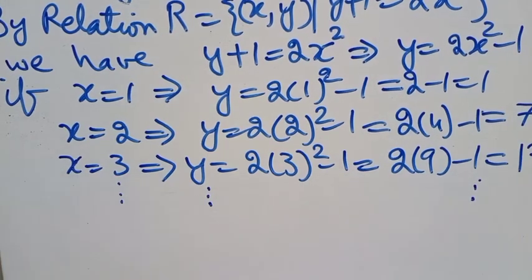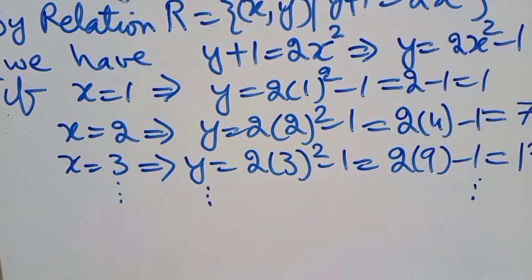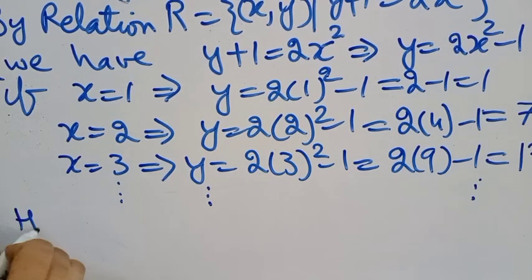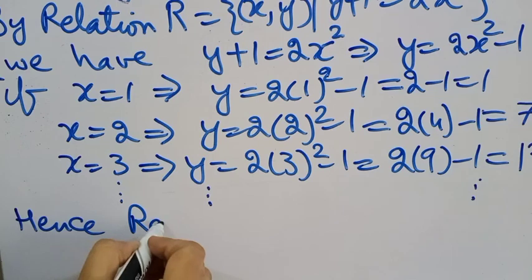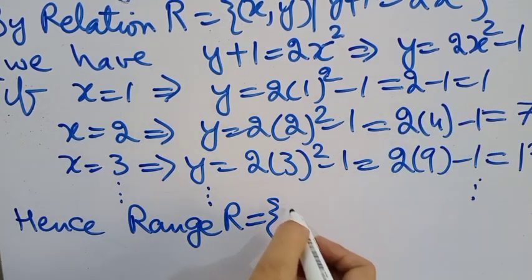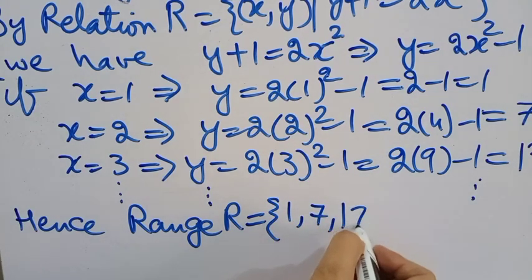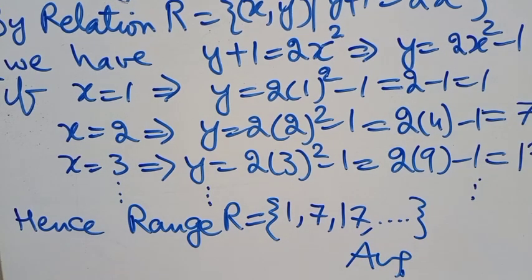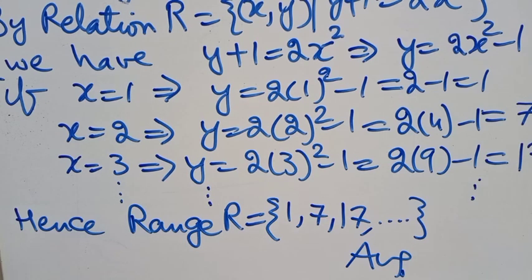We can write here domain is equal to 1, 2, 3 and so on, and range is equal to... hence the range of R is equal to the set {1, 7, 17, and so on}. And this question completes our exercise 5.4.